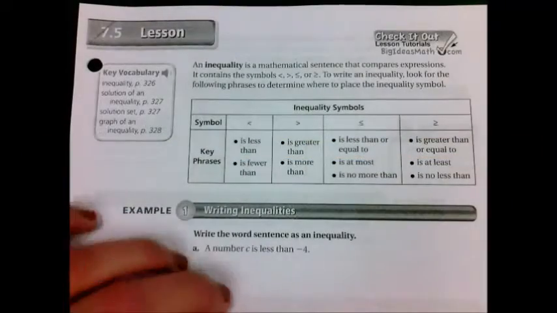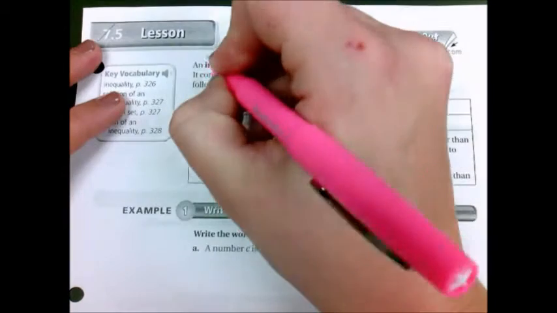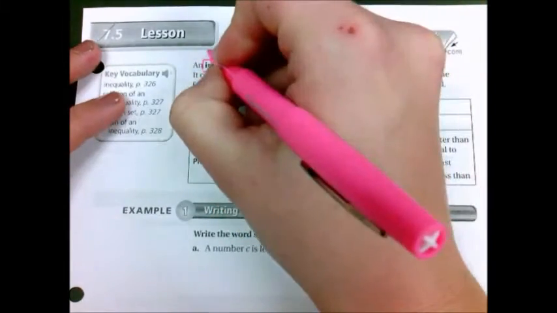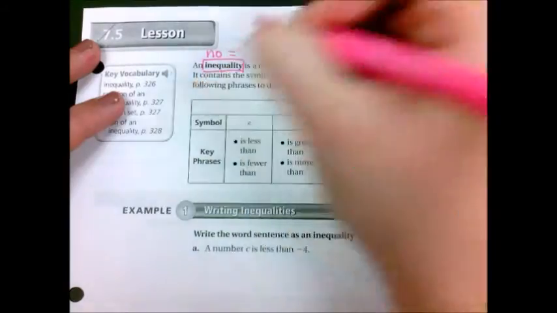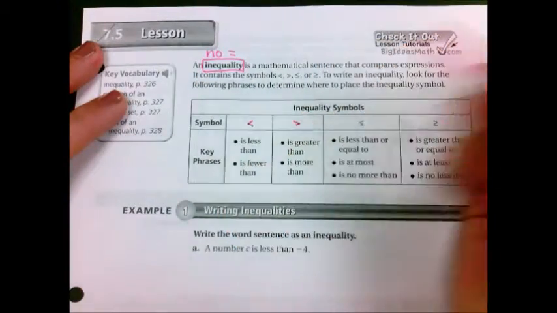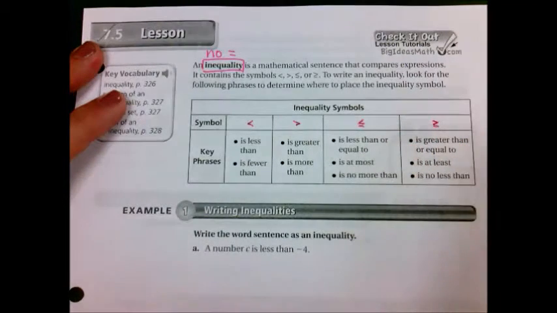Today we're going to be working on 7.5. In 7.5 we're doing all of the same things that we were doing in 7.1 through 7.4. So we're writing, solving, graphing, but instead of doing those things with equations, we're doing those things with inequalities. Inequalities have no equal signs. Instead we're going to be using less than, greater than, less than or equal to, greater than or equal to.